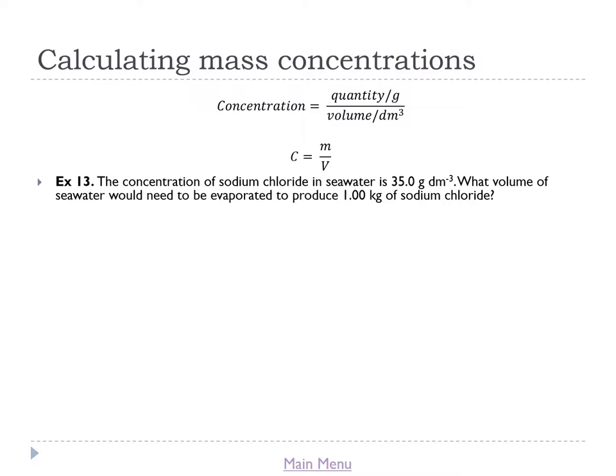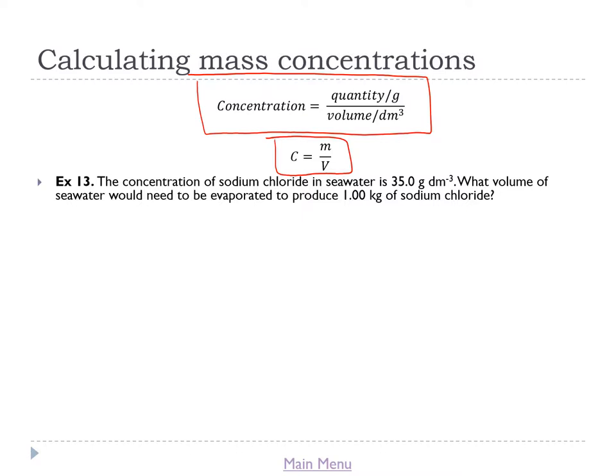So we need to do some calculations with concentration, and we need to be able to calculate concentrations both in terms of the mass concentration and the molar concentration. So let's start with mass. Really easy calculation. It is just the concentration equals the quantity in grams divided by the volume in decimeters cubed, and we've got this equation here: C, capital C for concentration, equals m for mass divided by V for volume.